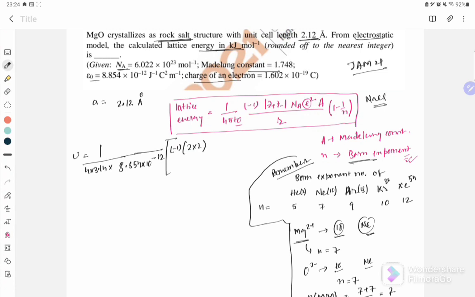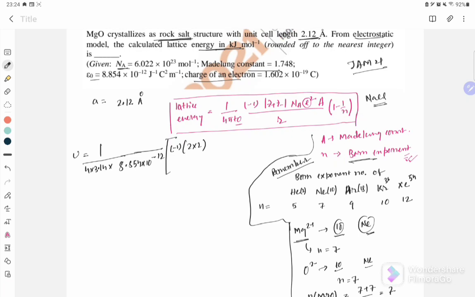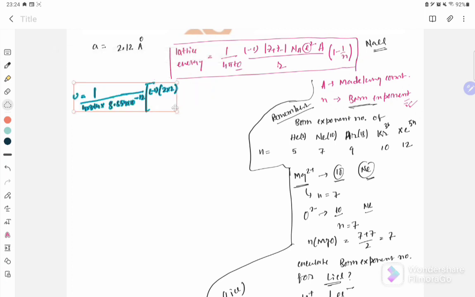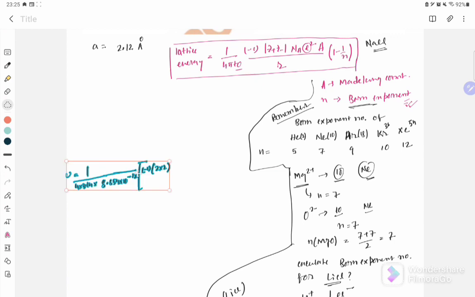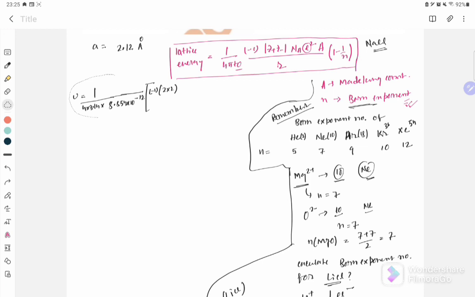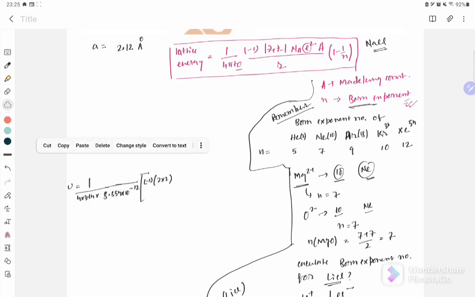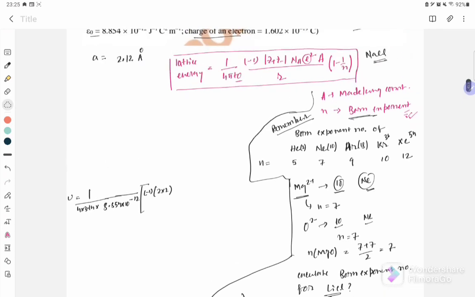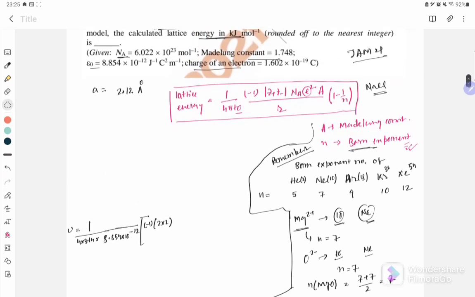2 into 2. Here we can write 2 by 2. Now R, what is R? We have to calculate that also.